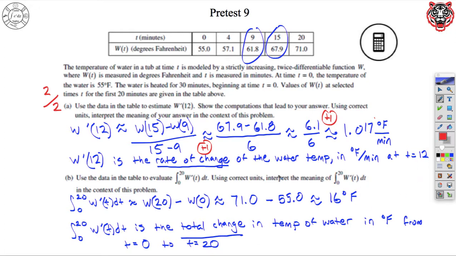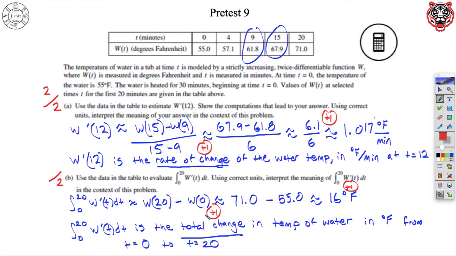All right, so if you got 16 degrees Fahrenheit, that's 1 point. This is going to be out of 2 points. And if you have the words total change, or change roughly in there, that is going to be +1. I'm not going to give you the +1 unless you write total change on the test. Okay, I'll give it to you, sure.